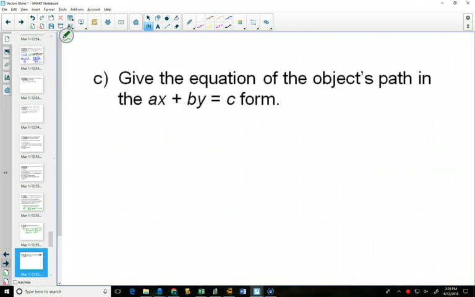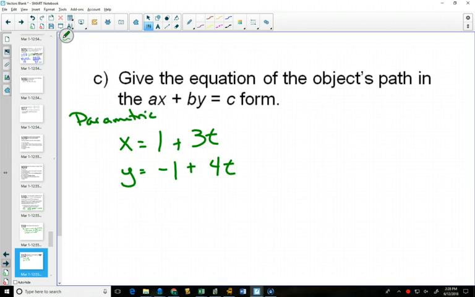Part C here, give the equation of the path in ax plus by equals c form. Well, how have we done this in the past? We've started with our vector equation, which we have. You could take your vector equation and create your parametric equation. So from r, x will be 1 plus 3t, and our y would equal -1 plus 4t. From our parametric equations, you could solve for t, and solving for t will give us our Cartesian form.